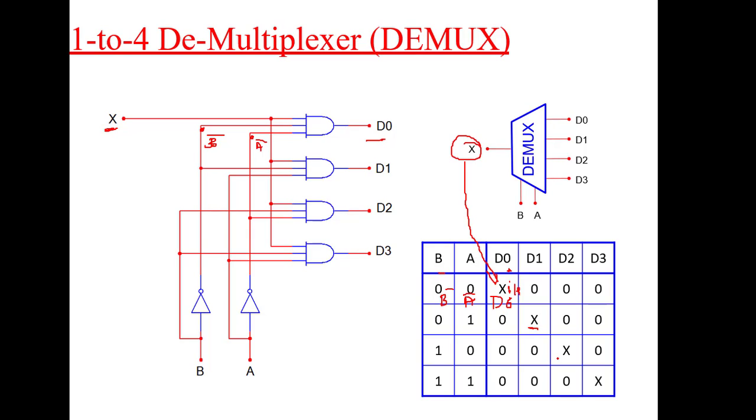Similarly, D1, D2, D3. This is how your truth table looks like, and this is how your logic diagram looks. Okay, if it is 0 and 1, all the other outputs are 0, only D1 is selected, that particular output. If it is 1 0, all the other outputs are 0, D2 is selected.